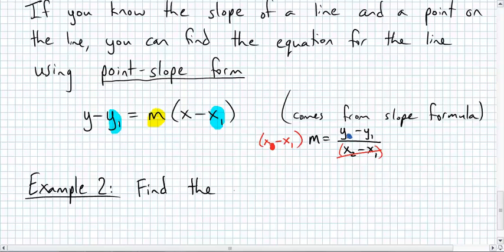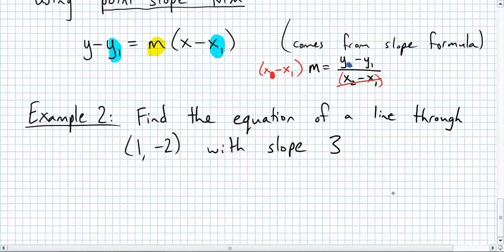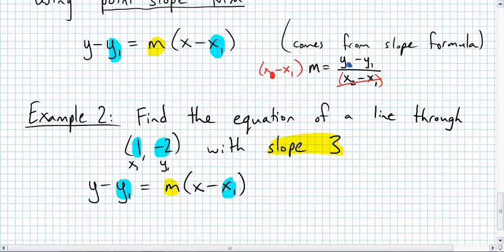So let's look at an example. Find the equation of a line through the point 1, negative 2 with slope of 3. Okay, so using the point slope form, I've got y minus y1 equals m times x minus x1. So all I have to do is figure out what is the slope. Well, it tells me the slope is 3. So m stands for the slope. Then I've got to figure out what my point is. Well, my point is just, here's my x coordinate, and here's my y-coordinate. I'm just going to plug in those things. So here's my x1 and y1, and here is my m.